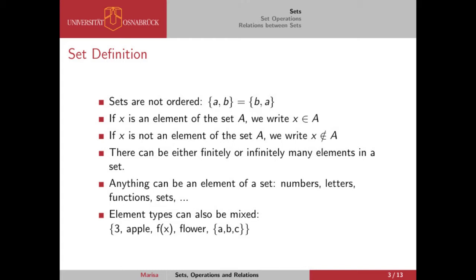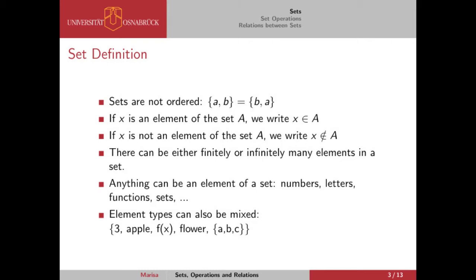The last thing I want to mention here is that a set is not bound to one element type, meaning that they can be mixed. In this example here you see a valid set that contains a number, an apple, a function f(x), a flower, and a set, which again contains letters.